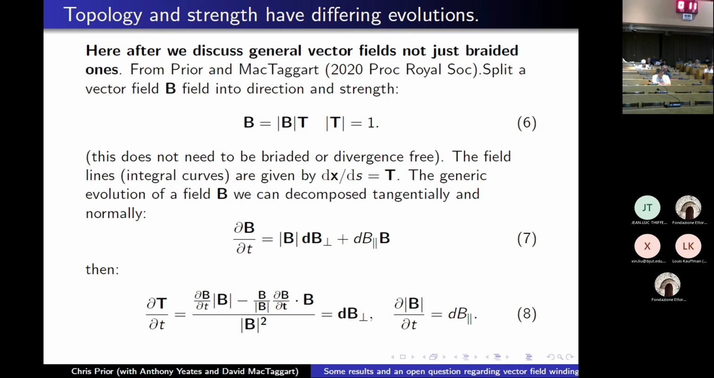If I then look at the evolution of the unit vector field, it's only affected by the out of field line direction. And if I look at the evolution of the strength, it's changed by the parallel component. So the strength and the topology, their evolutions are affected by the two different components. They have different physical evolutions. And again, this is not specific to a particular model.